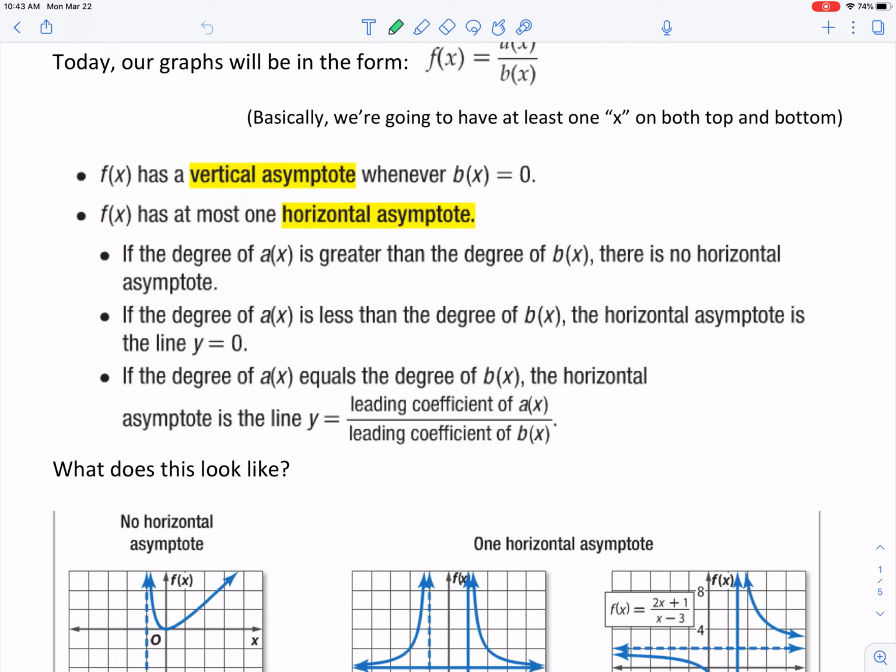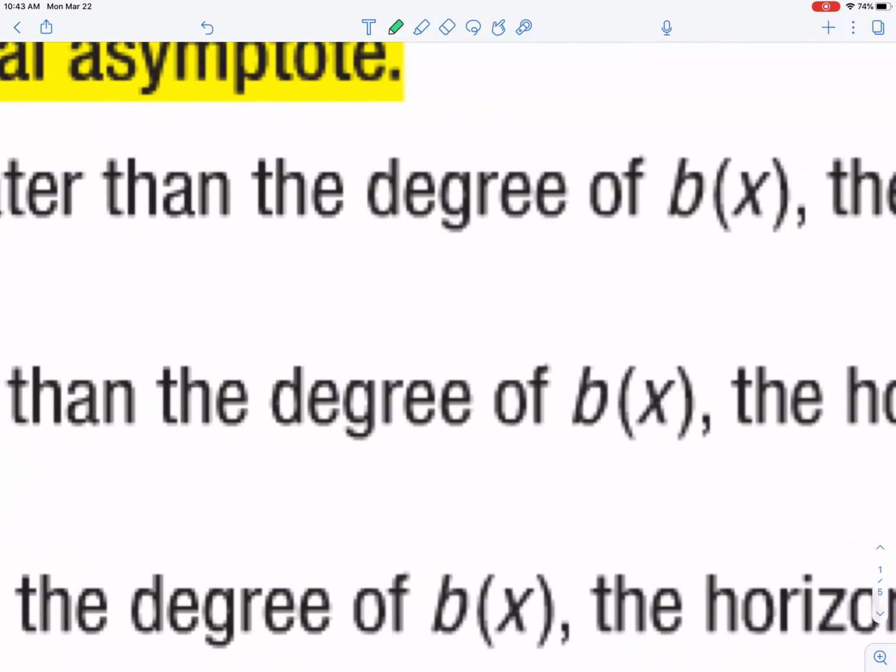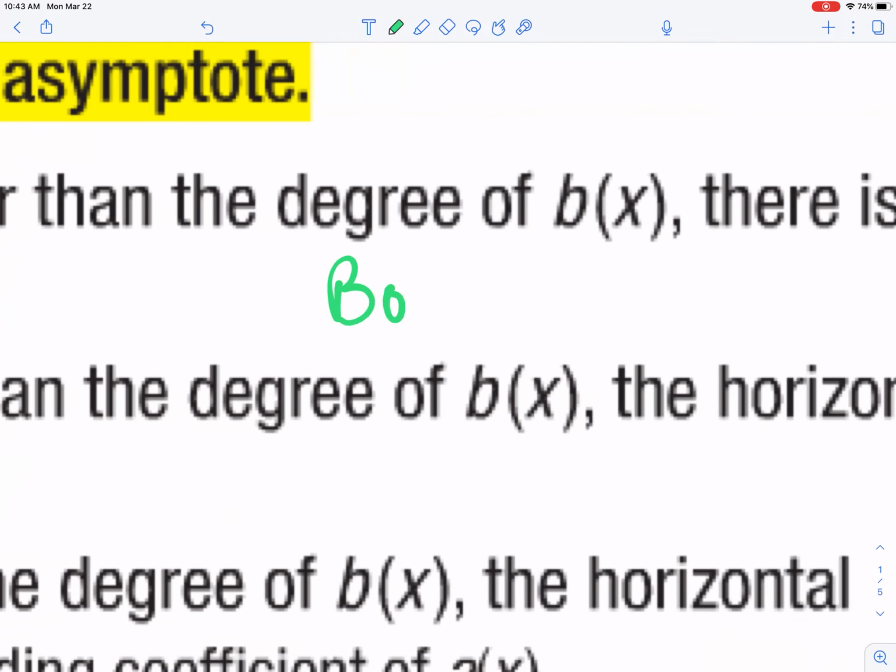Degree means the exponents of the polynomial. If the degree on the top, A, is bigger than the bottom, then there is no horizontal. So maybe I'm going to try and write that here. Top. That's going to be here too. Bottom. Okay.